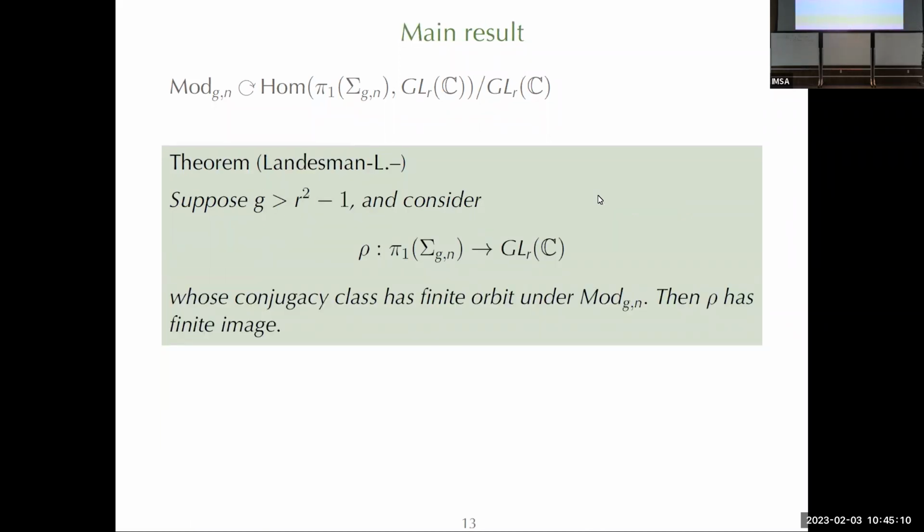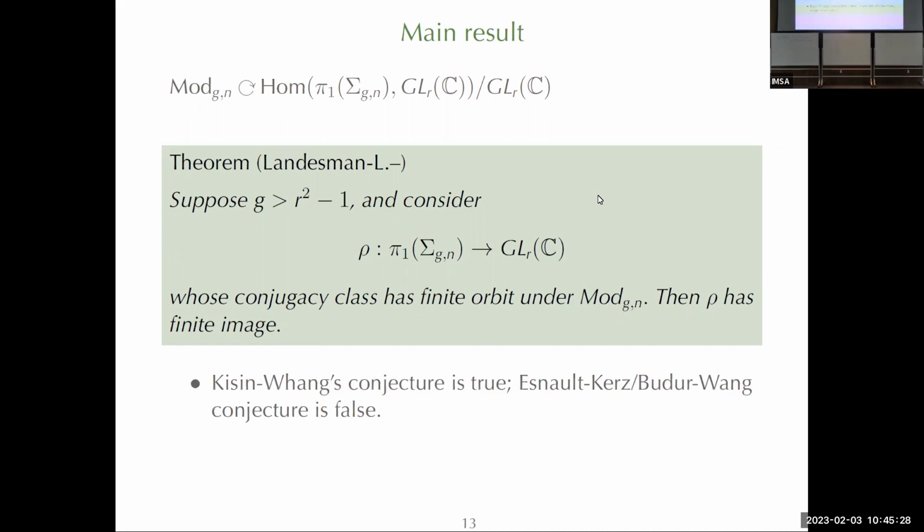Jointly with Aaron Heinzman, we showed that if g is big compared to the rank, and you have a representation with finite orbit and finite class group, then it is finite. So this resolves Kisin and Wang's conjecture positively, and it resolves Ono, Kurtz and Guder Wang's conjecture negatively. Nonetheless, I really do think some version of this conjecture is true, and I think there are beautiful ways one could salvage it and get some mileage out of it.